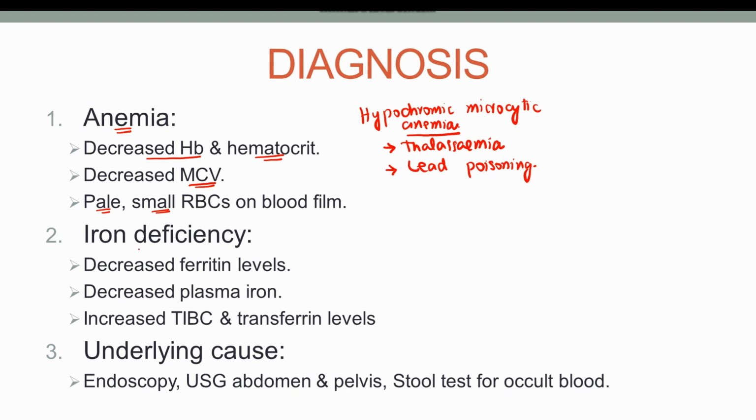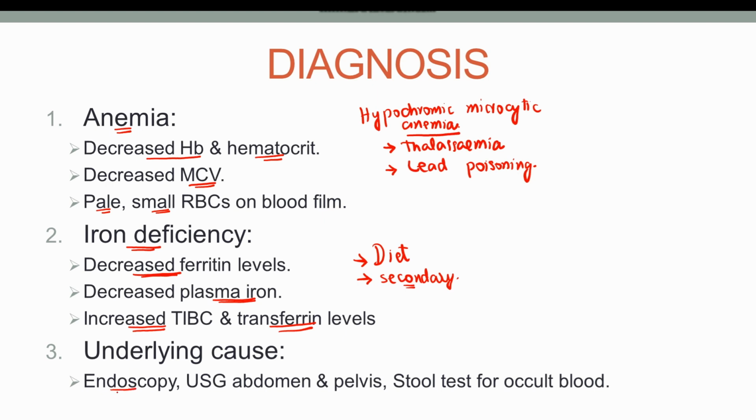So the next step is to establish iron deficiency. The ferritin levels are decreased, and there is decreased plasma iron. The total iron binding capacity is increased along with the transferrin levels. So the ferritin levels, plasma iron, and total iron binding capacity reveal that there is iron deficiency anemia. The next step in the diagnosis is to establish the cause of iron deficiency, which could be either dietary deficiency, or the iron deficiency could be due to an underlying disease. So it is always important to evaluate the patient for the underlying disorder.